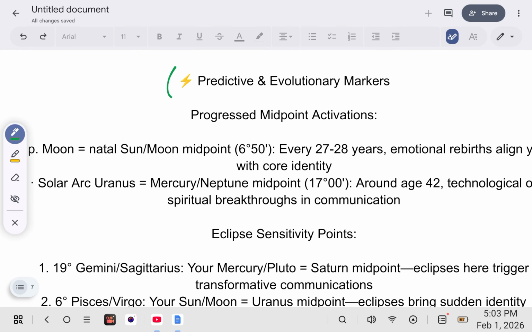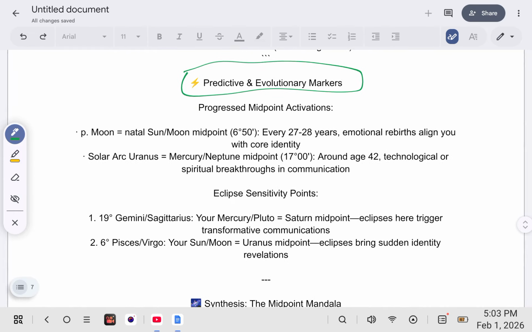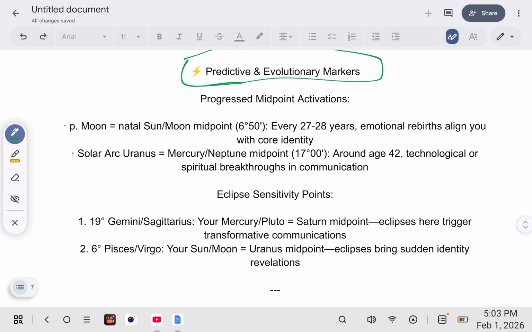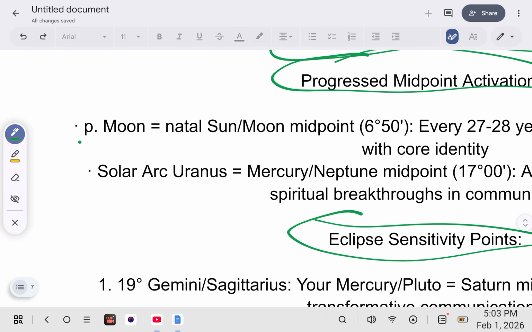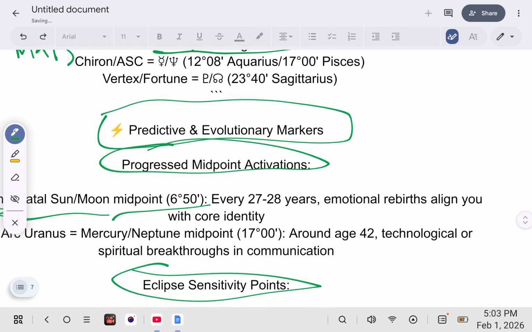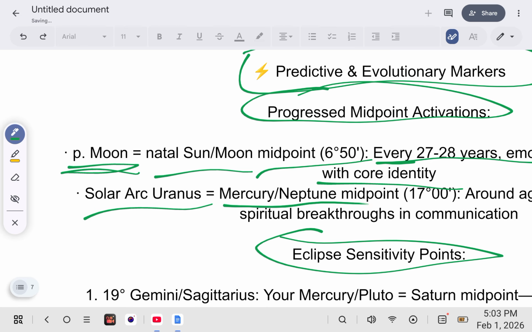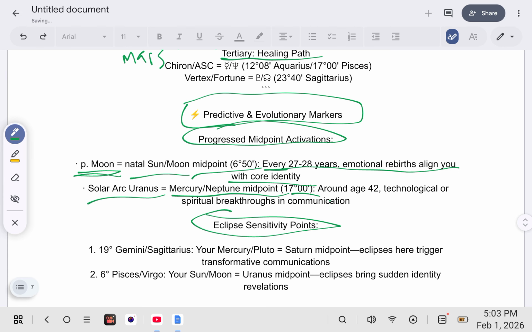So, let's get back to words. Predictive and evolutionary markers. These are very important symbols, and I don't mean to disrespect astrology like that at all. Progressed midpoint activations, eclipse sensitivity points. So, my progressed Moon equals natal Sun-Moon midpoint at 6°50', and every 27 to 28 years, emotional rebirths align with my core identity. And then I have solar arc Uranus, and that equals Mercury-Neptune midpoint at 17°, around age 42, technological or spiritual breakthroughs in communication.